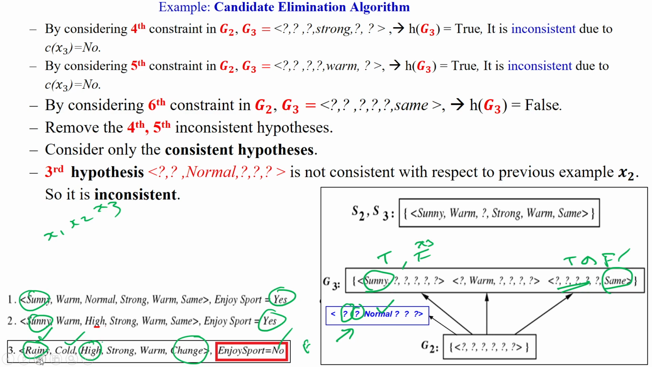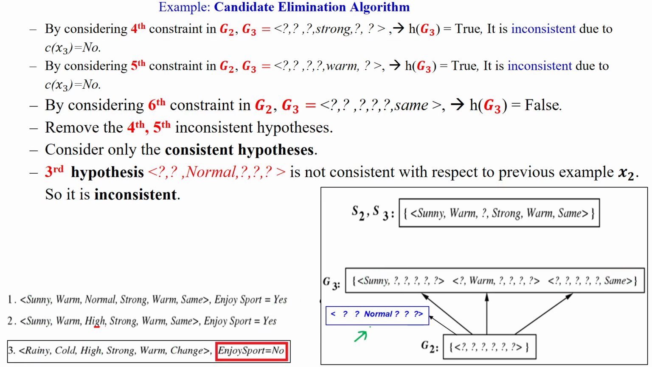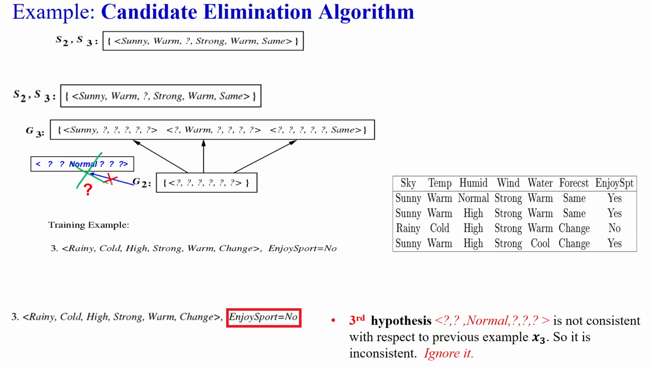But the fourth hypothesis, when you are checking the x1, here it is normal, so it will give you true. Logically true with all the true, so you will give the yes. So this hypothesis of x1 is also yes, so it is okay. Now we check with the second one. The second one is high, but it is normal, so it is inconsistent. So this hypothesis is inconsistent with respect to sample number x2, so we have to remove this hypothesis.